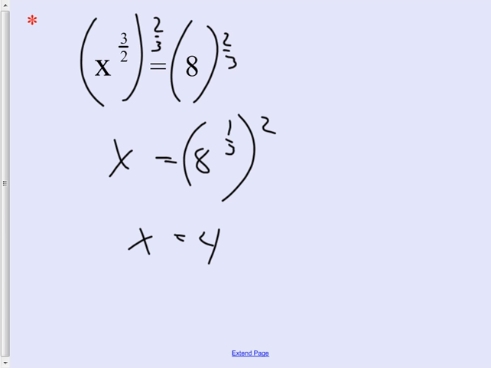Here's another one. Look through my work. Do you see how I put it to the 2/3 power on both sides? And then I have just x here because these canceled. And 8 to the 1/3 is 2. 2 squared is 4. You getting that? All right, try this one.